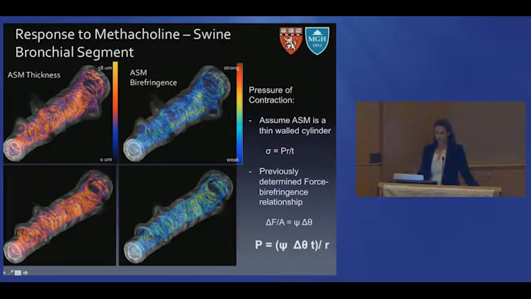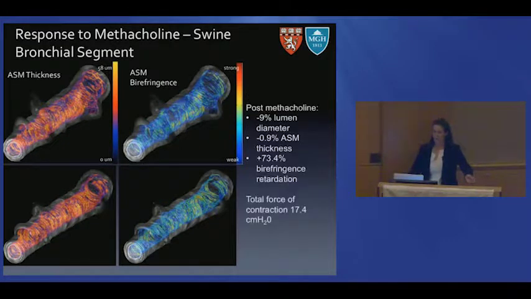Now, if we assume that this is a thin-walled cylinder and we use that relationship we previously determined between the optical retardation and the induced stress, we can calculate a force of contraction as a result of the methacholine of 17.4 centimeters of water. And this also came with a 10% or 9% reduction in lumen diameter, minimal change in airway smooth muscle thickness, but a big jump in the birefringence that we measured.